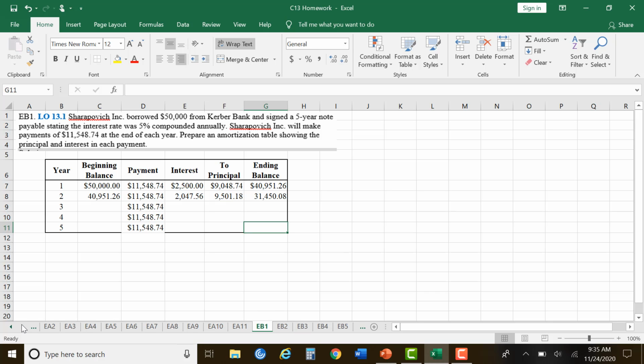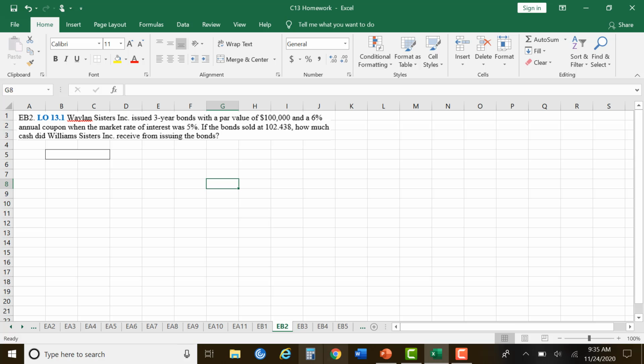Can't split pennies. For exercise 2B2, we have the Whalen sisters issued 3-year bonds with a par value of $100,000 and a 6% annual coupon. Or remember, during our Module 1 lecture, the coupon rate is the interest rate. They just call it different things. So 6% interest rate, and the market rate of interest was 5%.